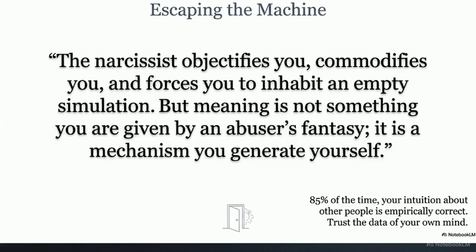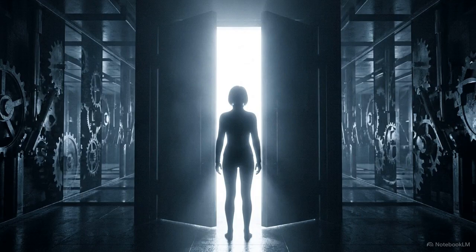Meaning is not something given by an abuser's fantasy. It is a mechanism you generate yourself. Escaping the machine requires trusting the data of your own mind and reclaiming your agency.